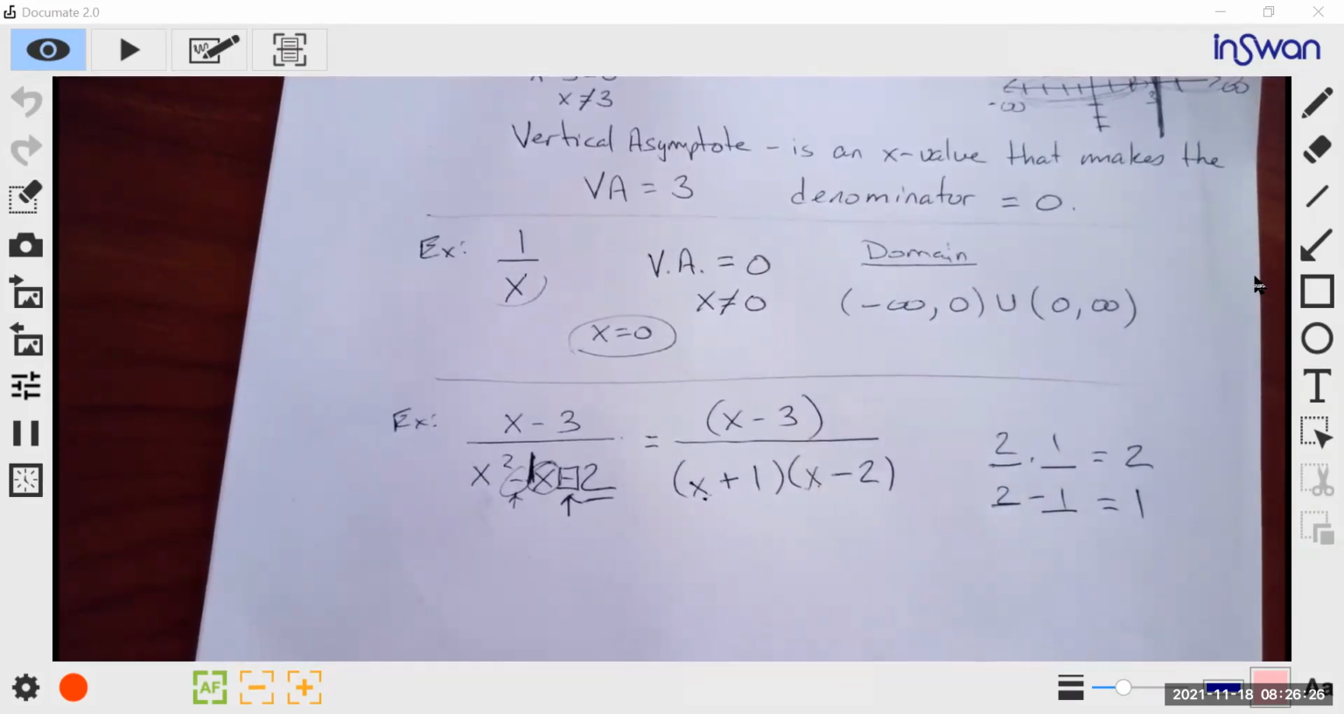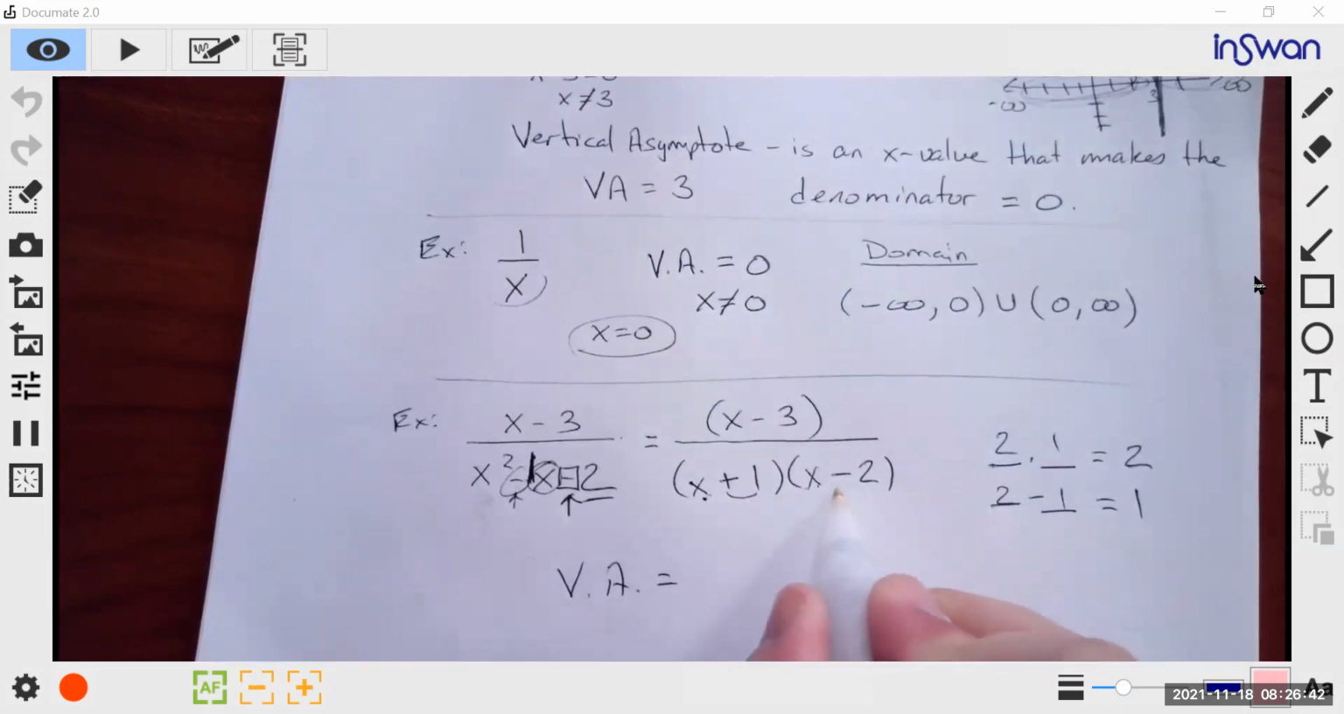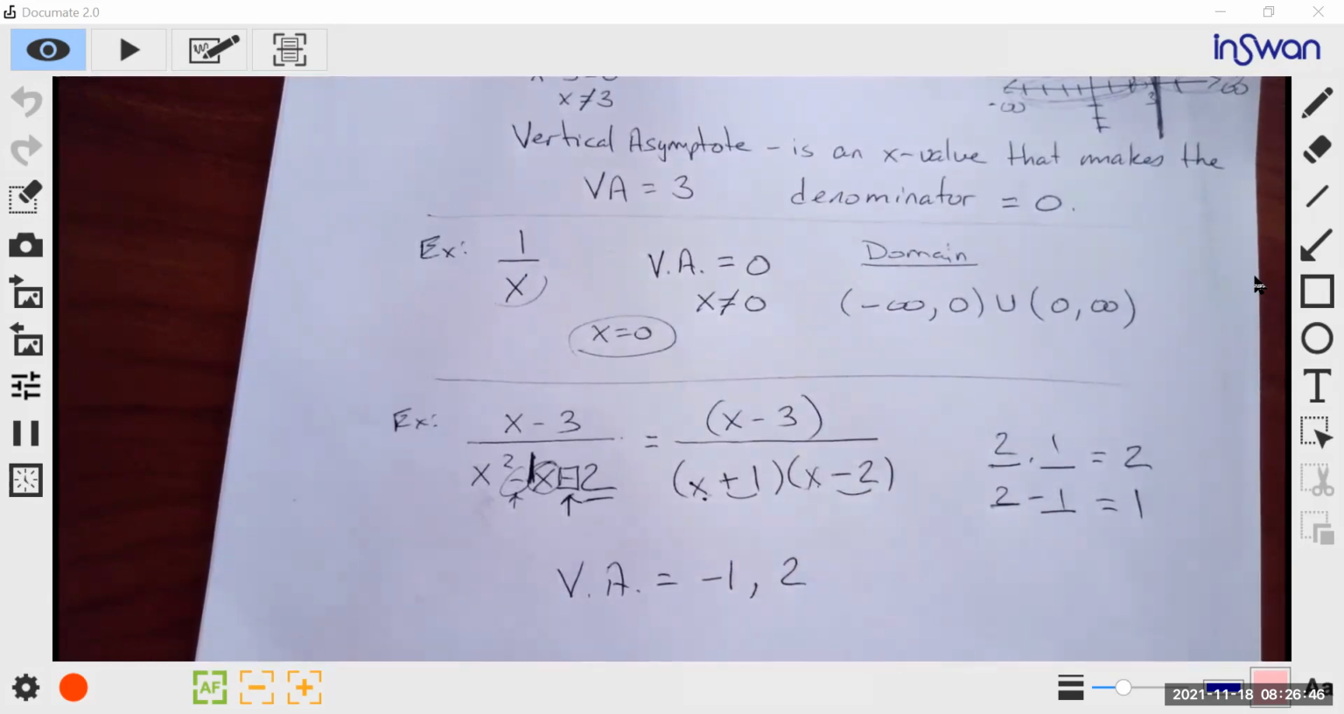Nothing cancels. So what are my vertical asymptotes? It's always the opposite signs. -1 and 2. Because remember, you're supposed to take them and make them equal to 0.